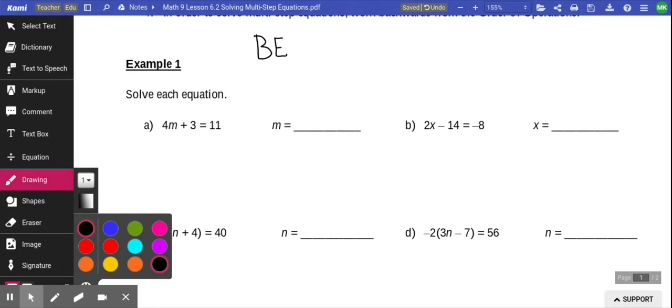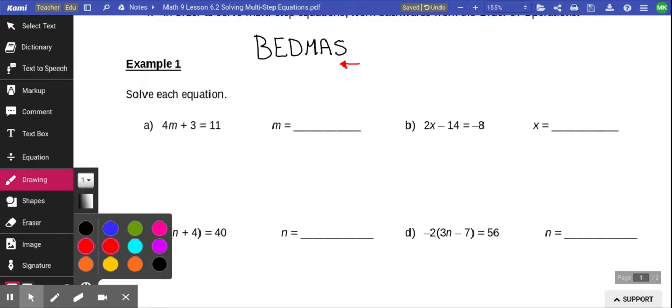BEDMAS is the order of operations in which you perform calculations. When you're solving, we're going to use BEDMAS, but we're going to go backwards. So we're going to start at subtraction and move the other way: subtractions, additions, then multiplications, then divisions. And what we're going to do is move those things first. And you'll know what I mean when we get going.